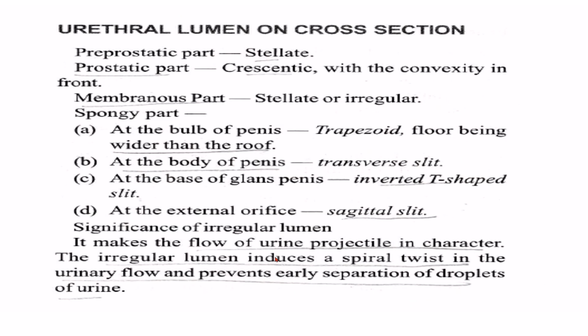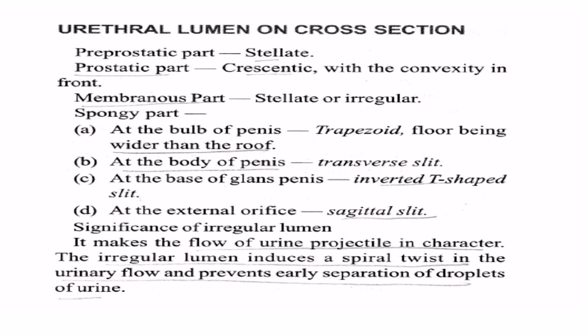So if you see the shape of the urethral lumen on cross section, it varies in different parts. So why? Because this irregular lumen induces a spiral twist in the urinary flow and prevents early separation of the droplets of urine. So that is why the urinary flow in males is projectile in character.